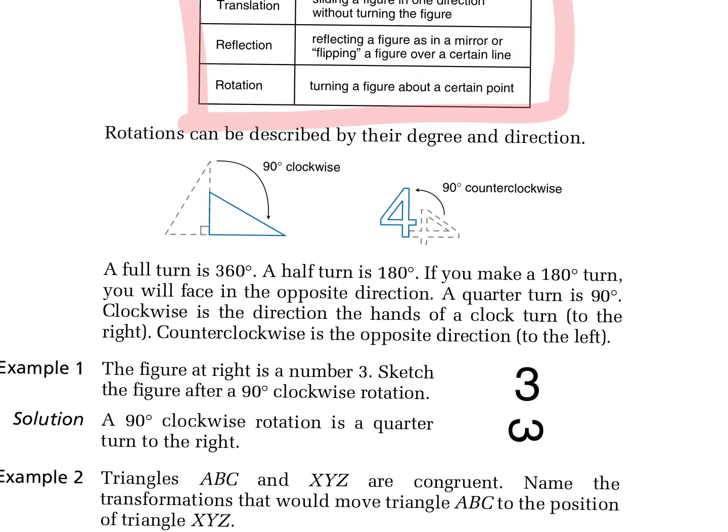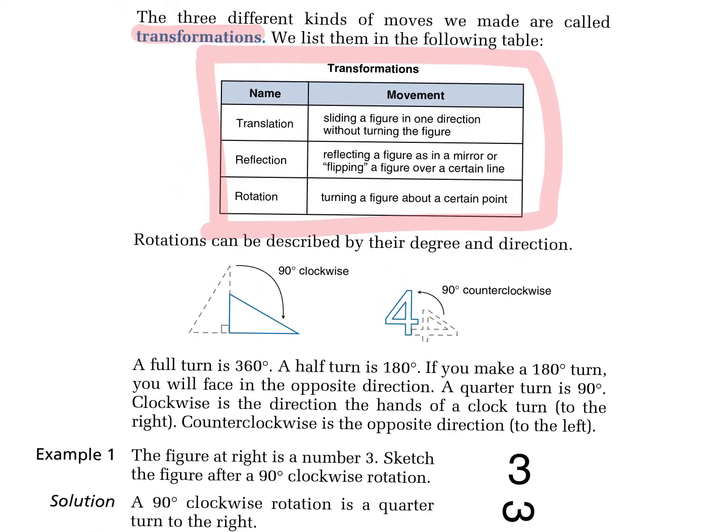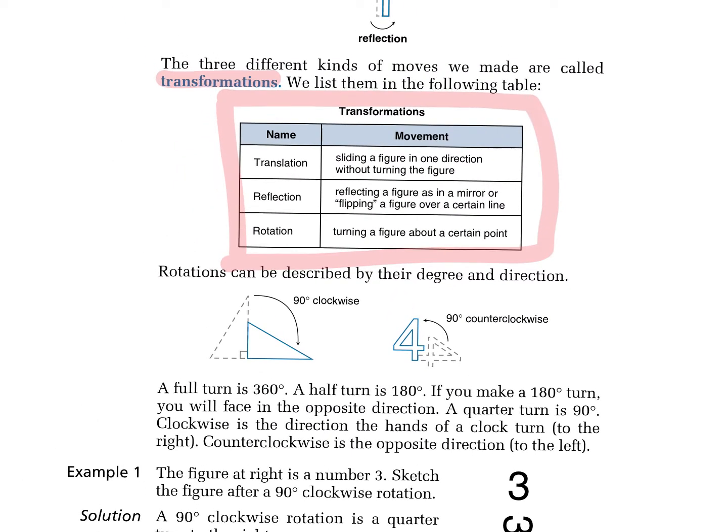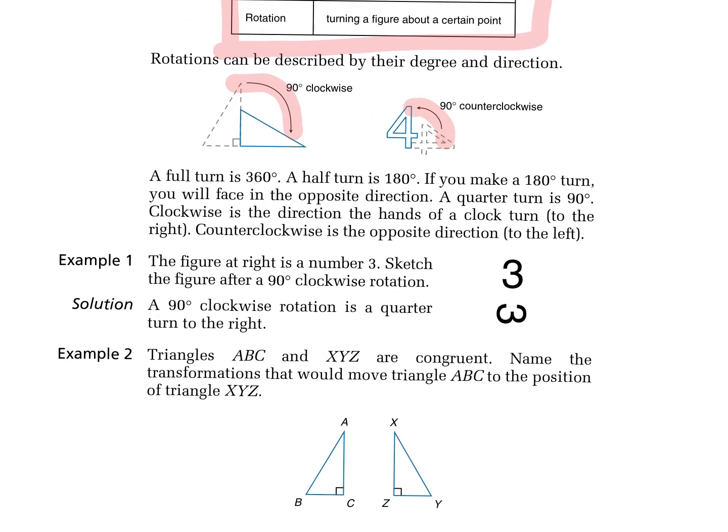Rotations can be described by their degree and direction. When we flip over a triangle, we can flip it over 90 degrees, or up right 90 degrees. When we make a full turn, it is 360 degrees. And when we make a half turn, it's 180 degrees. If you make 180 degrees, you will face the opposite direction. A quarter turn is 90 degrees. So those are going to be some key ideas that we need today.